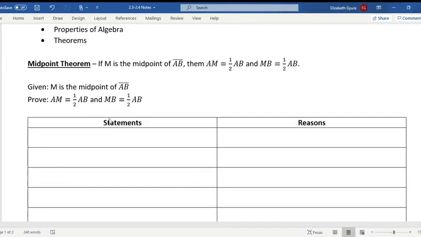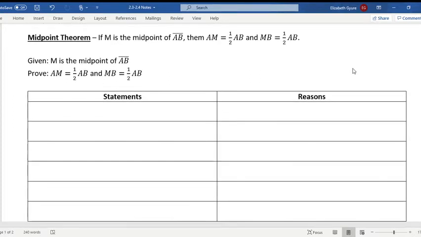So the midpoint theorem is kind of similar. It says if point M is the midpoint of segment AB, then the measure of segment AM equals 1/2 the measure of AB, and the measure of MB equals 1/2 the measure of segment AB. If you think about it, if it's dividing it into two congruent parts, each part is a half. So that should make reasonable sense. But we're going to go ahead and prove this theorem, to show and justify why it works.